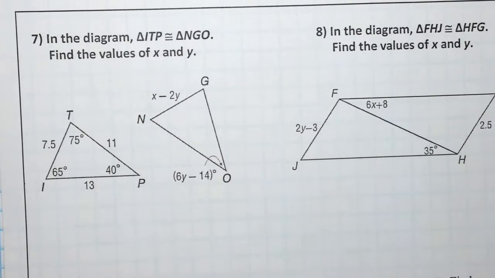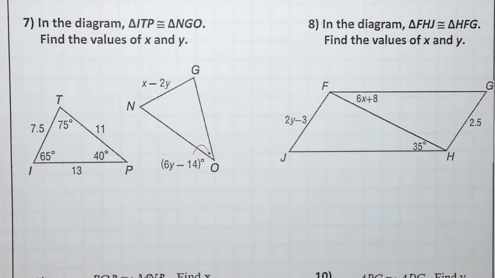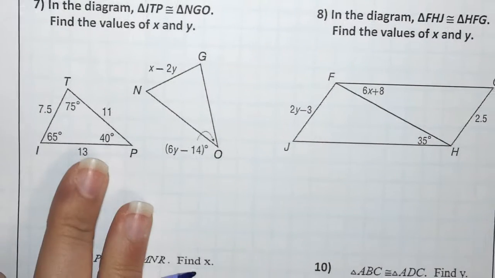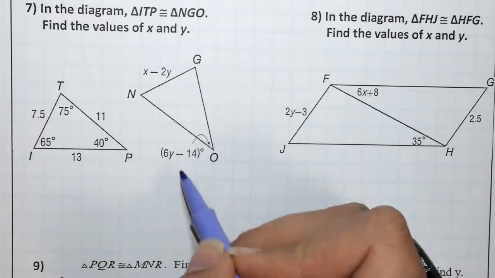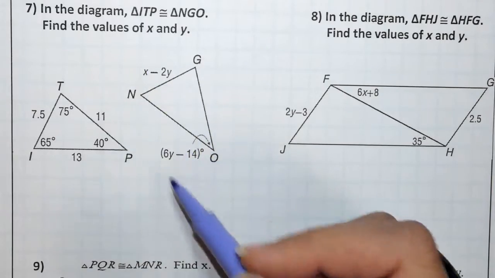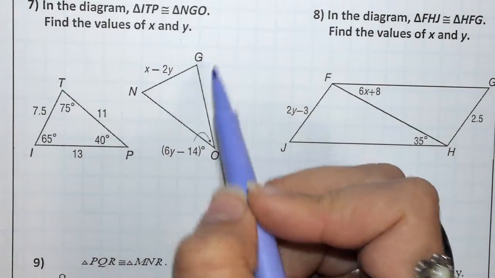Number 7. It says in the diagram, triangle ITP is congruent to NGO. Find the values of X and Y. So if the parts are congruent, what do we do with those measurements? You set them equal because they're congruent. That means they're equal. If they're congruent, you set them equal. So let's start by finding Y because we can't find X and Y together. So it says ITP is congruent to NGO.